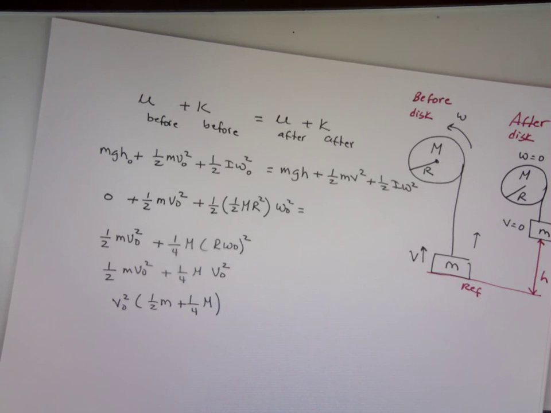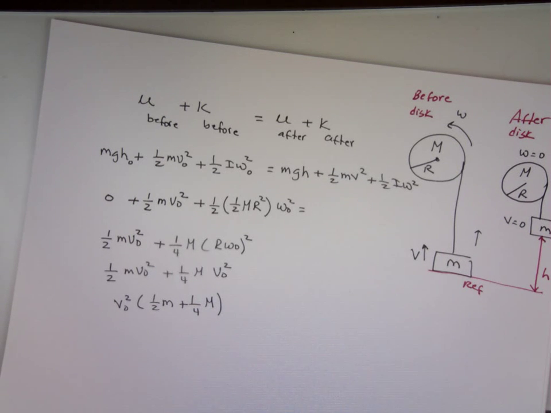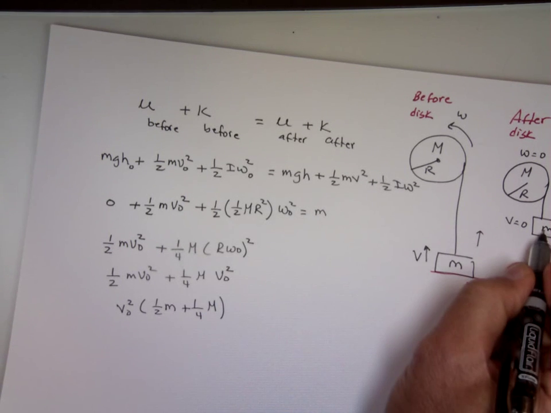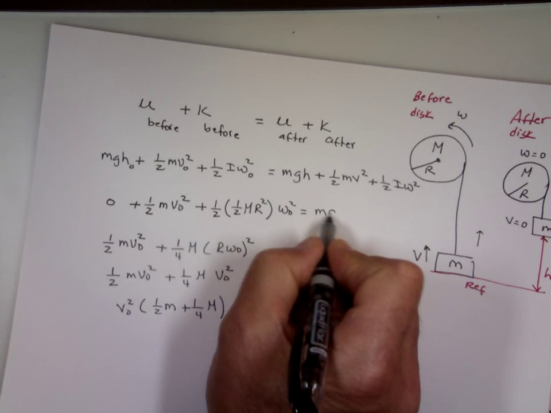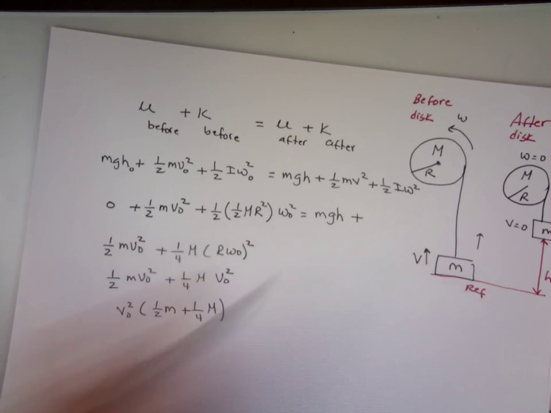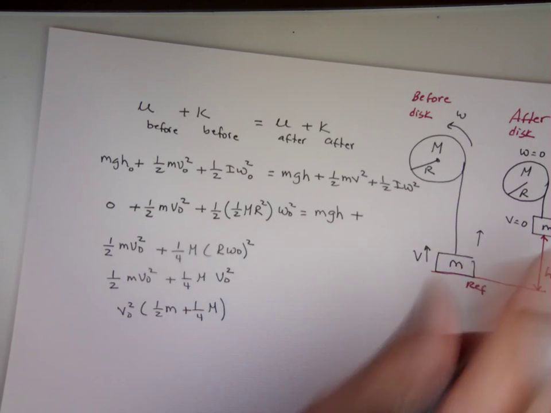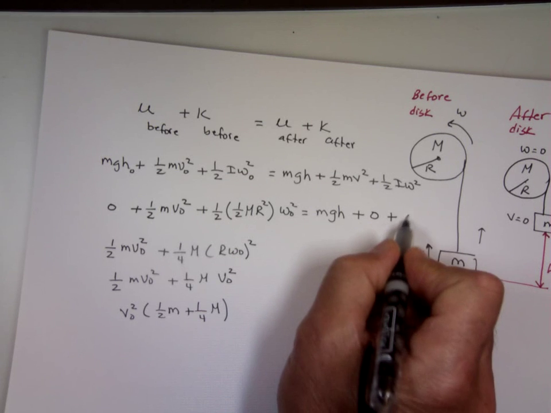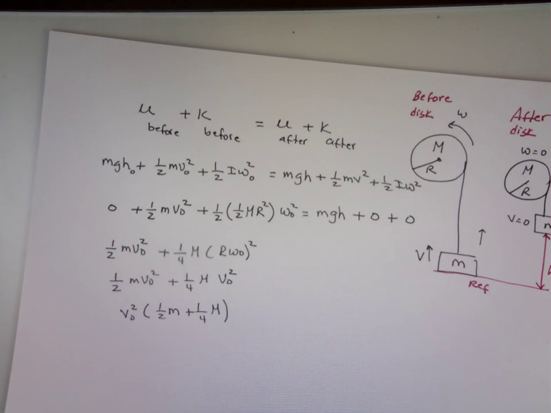Now, let's look at the after. This block moved up h height. So potential energy is the mass of the weight here, the little m, not capital M, times gravity times the height, plus, now this is no longer moving, so the kinetic energy is 0, and the rotational kinetic energy is 0. It's not moving. That's it.